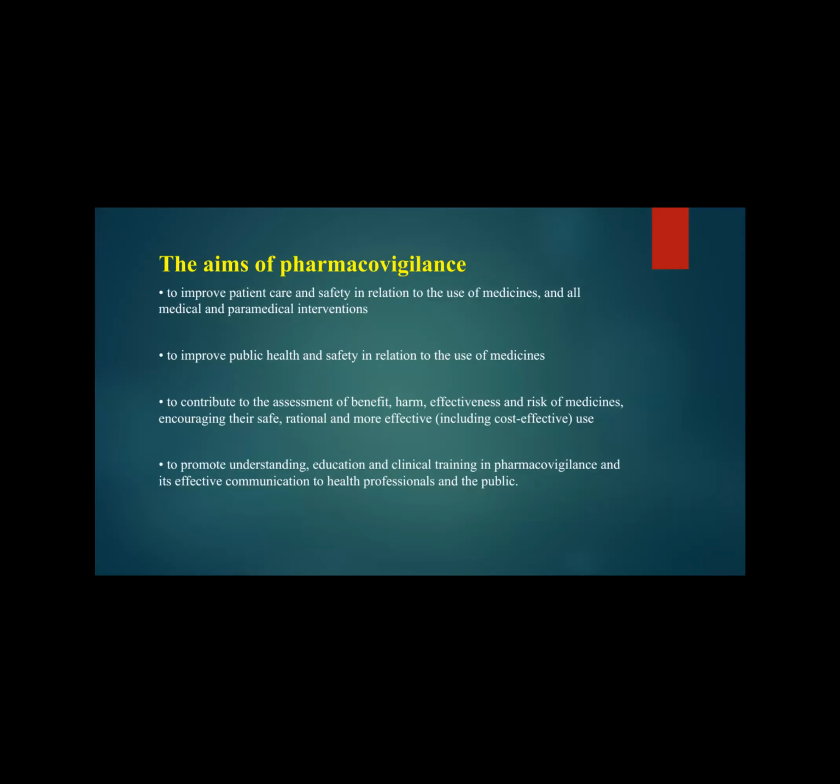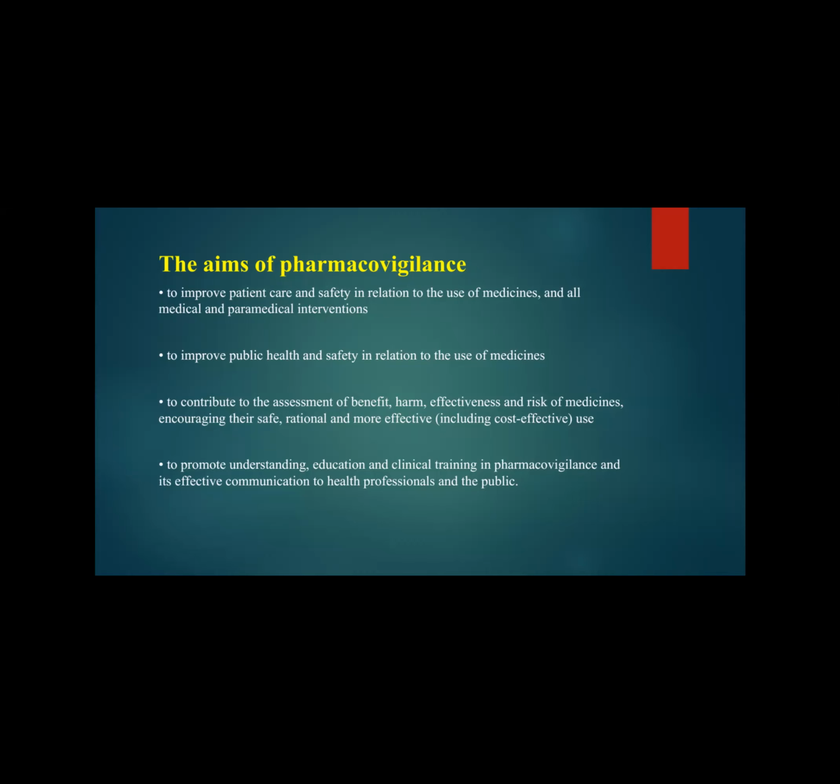Now we come to the various aims of pharmacovigilance. So the very main aim is to improve patient care, and provide safety in the use of medicines and all kinds of medical and paramedical interventions. It is mainly focusing on patient care and safeguarding the health of the patient. The second point is that it also improves public safety. When patient-to-patient care is given, it improves the public as a whole, and its safety in relation to the use of medicine.